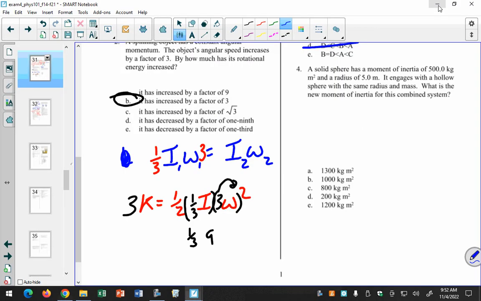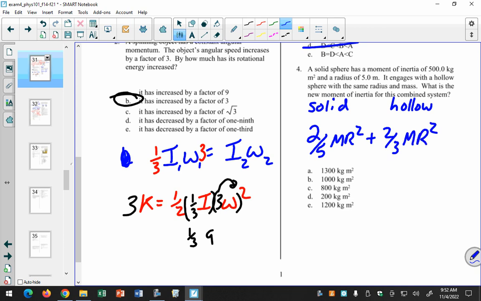So the solid is 2/5 mr squared, plus the hollow is 2/3 mr squared. Made it easier here because they both have the same mass and radius. So I just put in that mass of 500 and radius of 5. So I get 2/5 of 500 times the radius squared, which is 5 squared, plus... The inertia was 500. Oh, yeah.